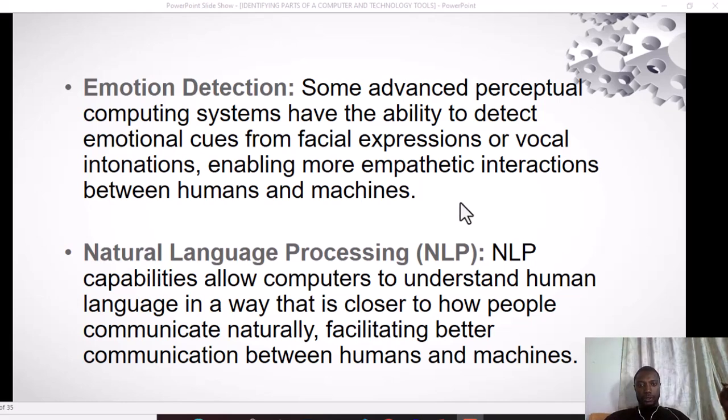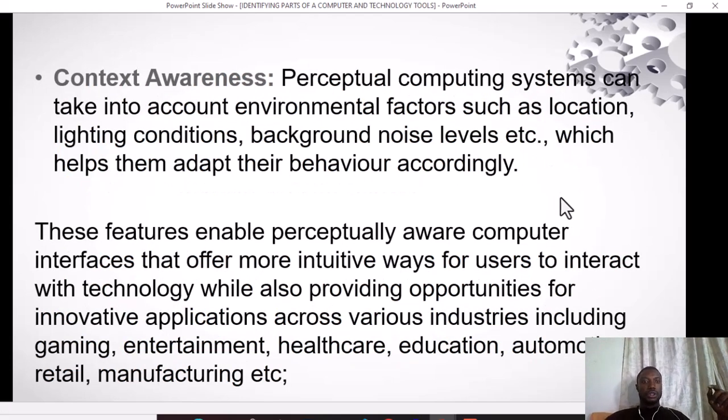Let's take context awareness. Perceptual computing systems can take into account environmental factors such as location and lighting conditions. We talk about traffic lights, for example. Perceptual computing can also create awareness for cars to stop with the help of traffic lights. We also talk about background sound level, which helps them adapt their behaviors accordingly.